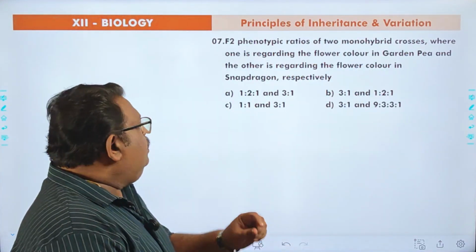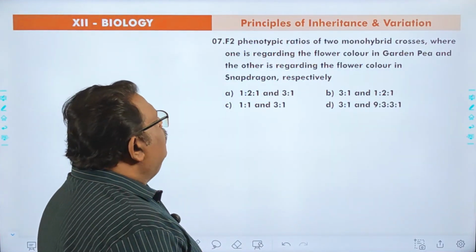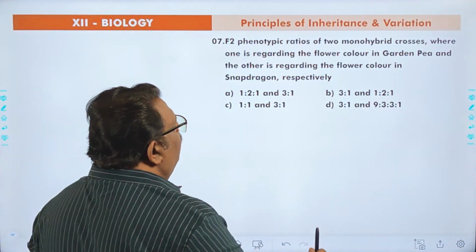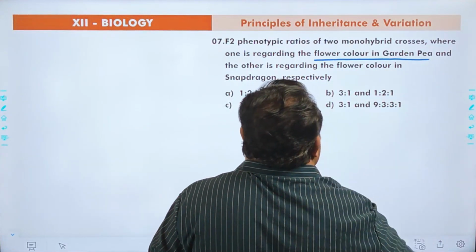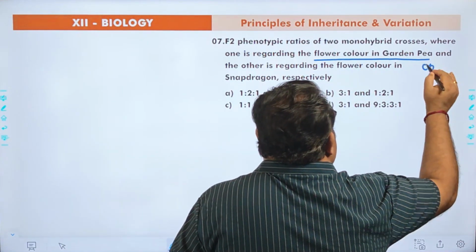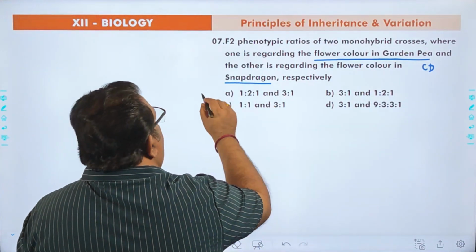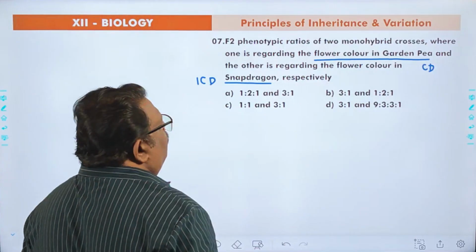Next one is a tricky question. F2 phenotypic ratios of two monohybrid crosses, where one is regarding the flower color in garden pea, which shows complete dominance, and the other is the flower color in snapdragon. In snapdragon it is incomplete dominance.